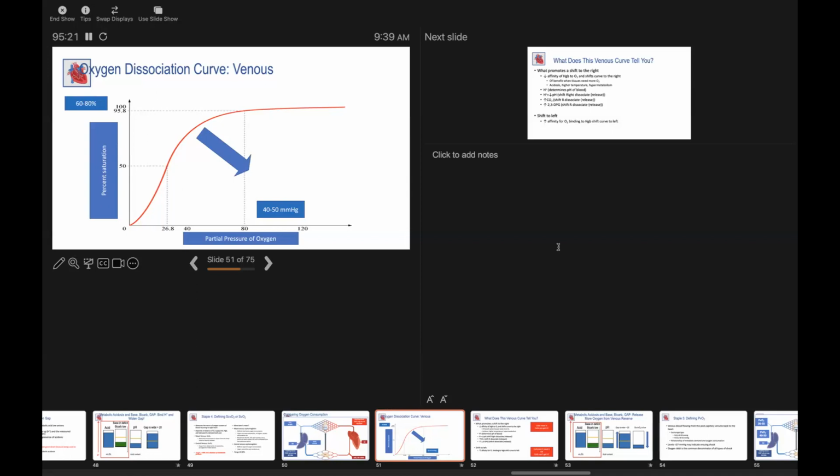Cells need it, and cells can get it. That's it. So you can memorize all sorts of things. Oh, it's this temperature, it's 2,3 DPG, it's this, it's this. Cells need it, and cells can get it. So if I have metabolic acidosis, do I expect to shift to the right?